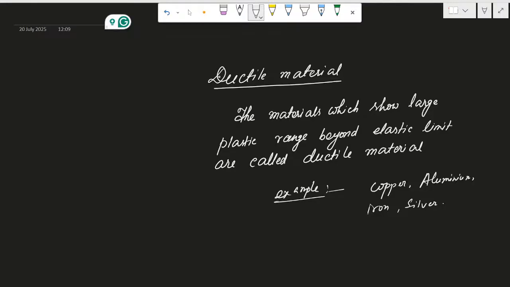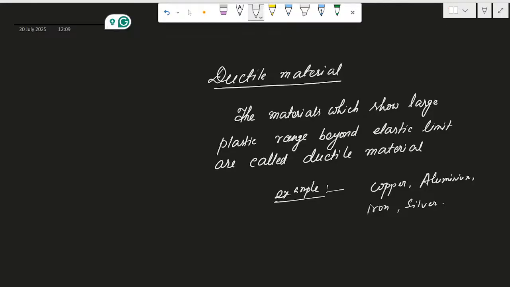That means if you try to make a wire out of that material, you can make it very easily, because you need to just pull the material by hydraulic force. You can get any length of wire out of it. That is why most of the wires are made of copper, aluminium, and all these things. So you can give them any shape very easily. They can withstand the permanent deformation. That is the plastic thing.